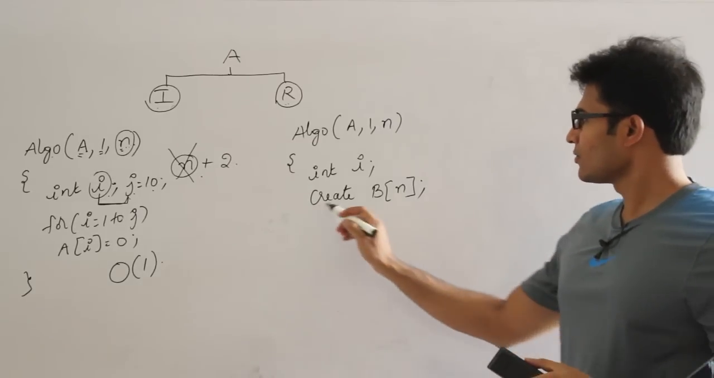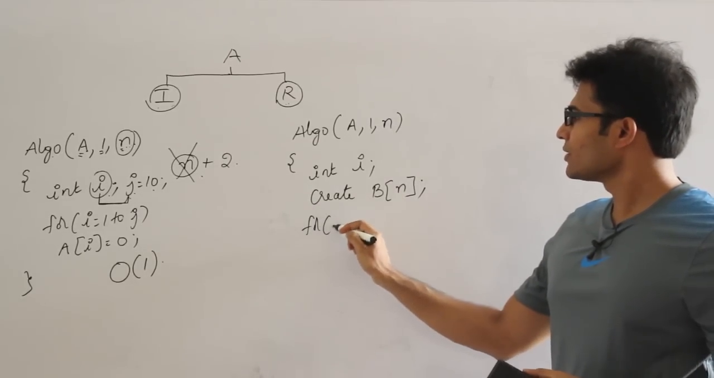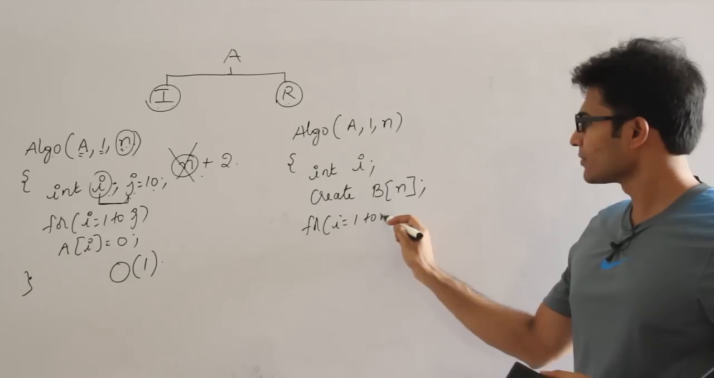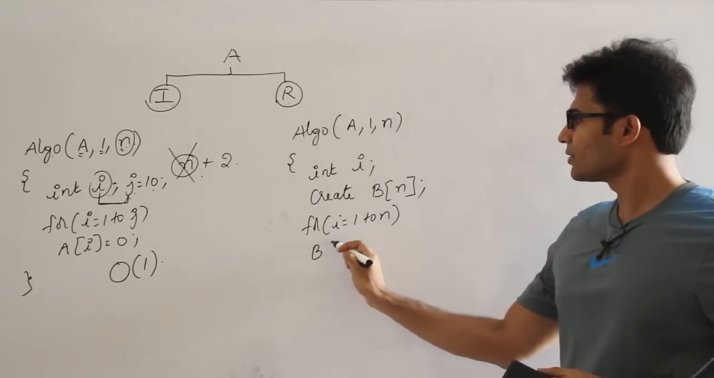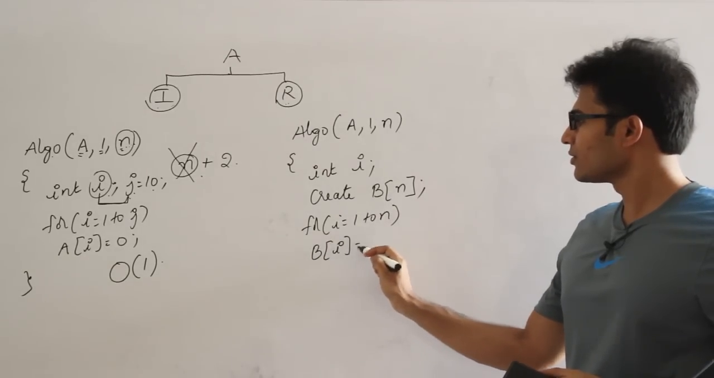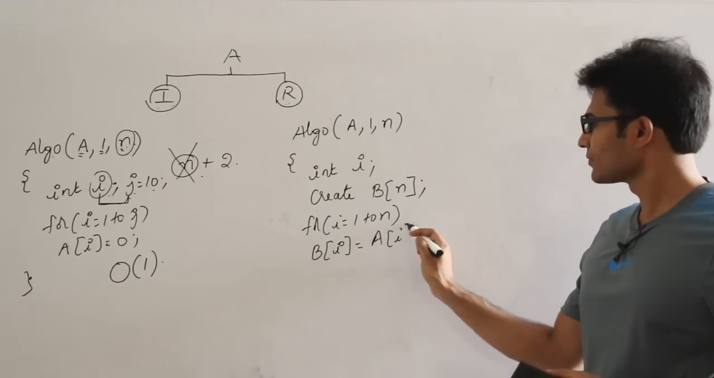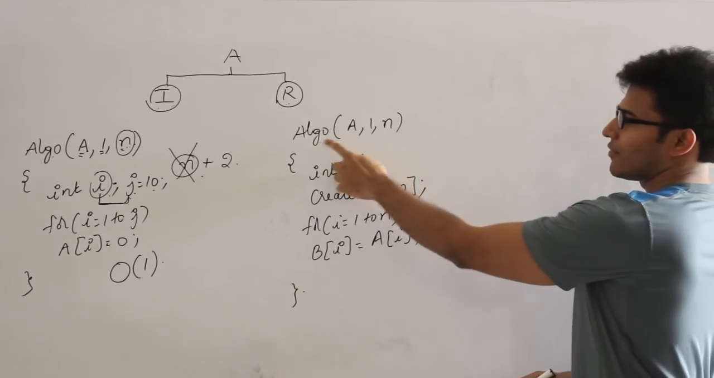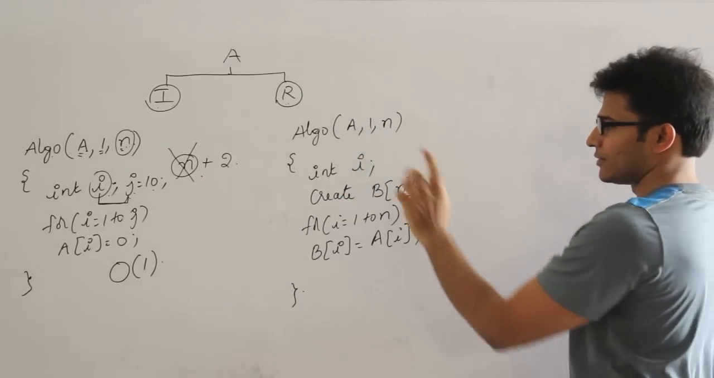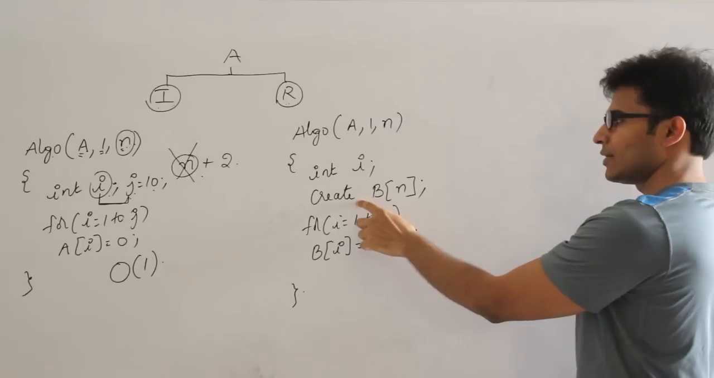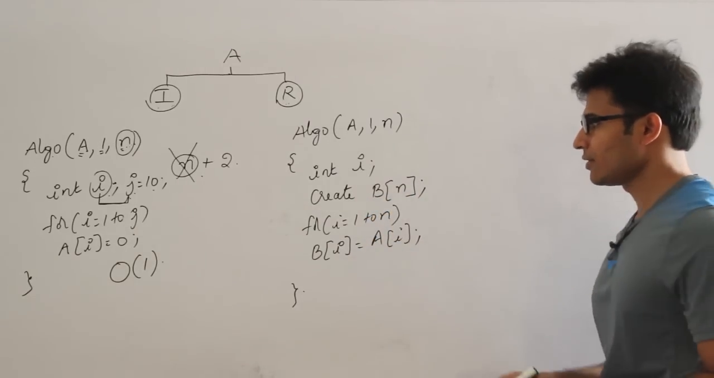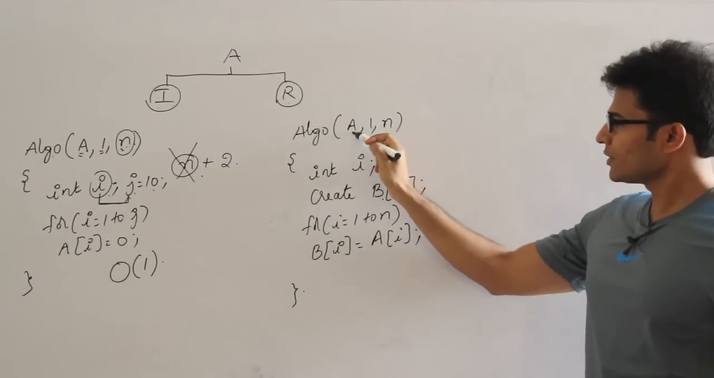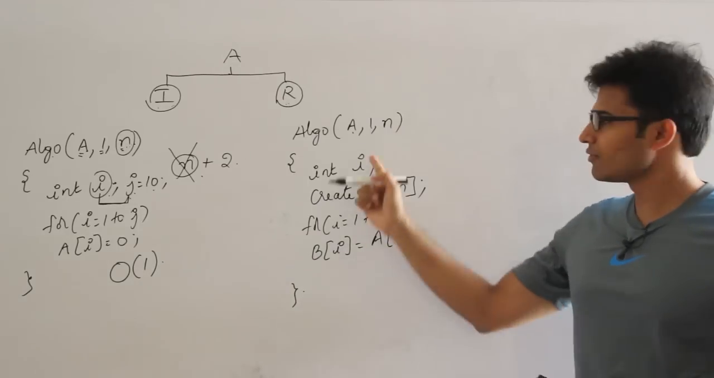Now I am going to write for I equal to 1 to n, I am simply copying everything from A to B. Understand this? So what I am trying to do is, I have an array of size n, and then I am creating another array of size n. And I am copying everything from the given input A to B.